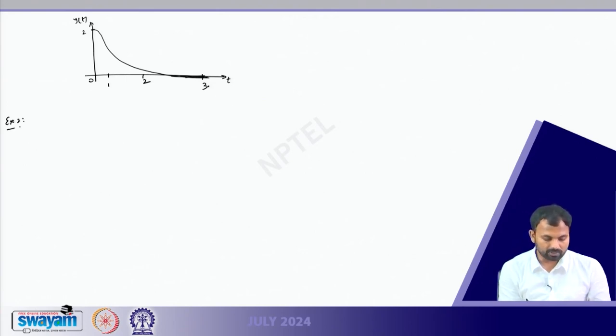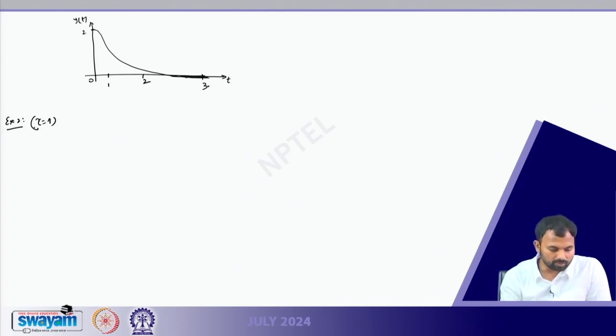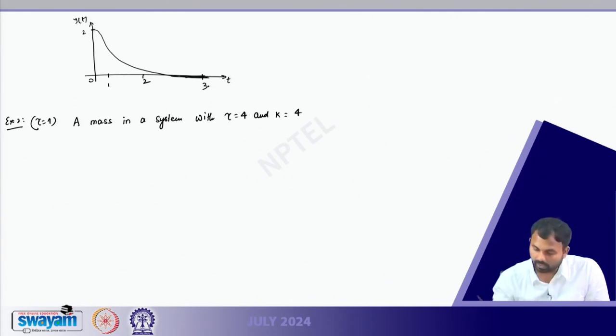Another example that we can consider is the case of critical damping, where zeta equals 1. We have covered overdamping. Now, we will look into the case of critical damping. So, again the example is a mass in a system with gamma equals 4 and k equals 4 and no external force.